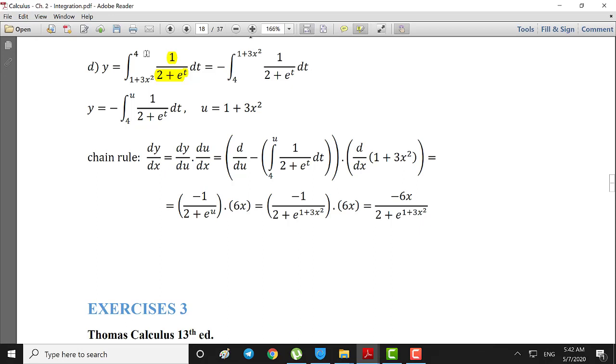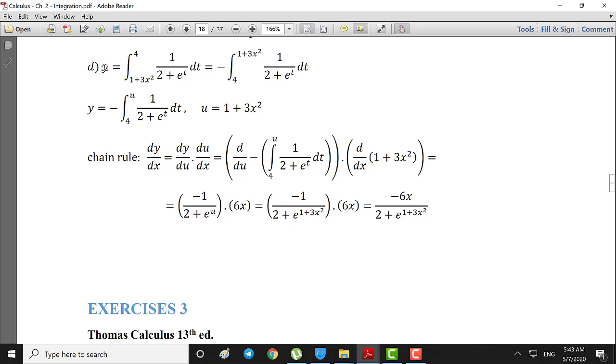So, because we know that we need this to be true, we use the properties of the definite integrals to reverse the upper and lower limits of this integration, and we write y is equal to minus integration from 4 to 1 plus 3x² of 1 over 2 plus e to the t dt. Minus the integral.